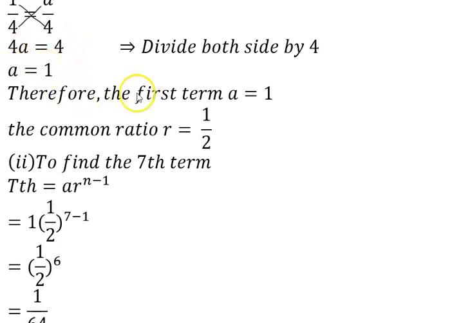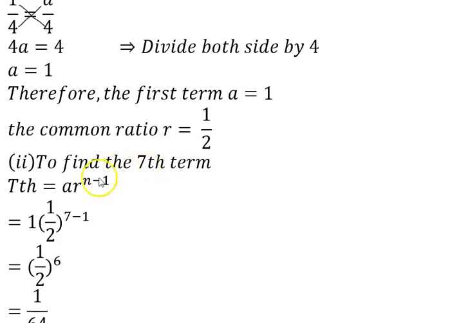So therefore our first term is what? 1. We've gotten our common ratio to be what? 1 over 2. So that answered the first question. Our first term is 1, our common ratio is 1 over 2. So straight to the second question. We have to find the 7th term. This our job has been made easier now.